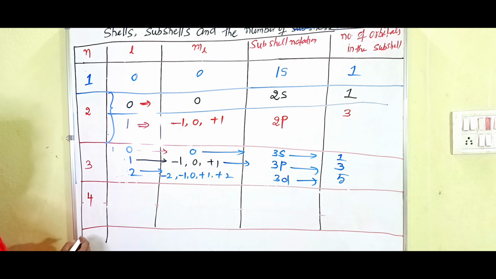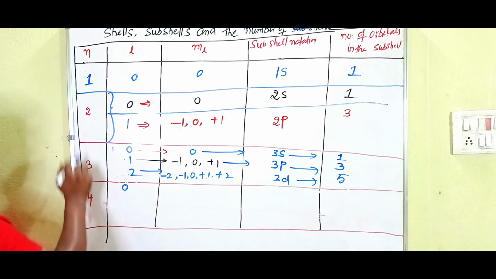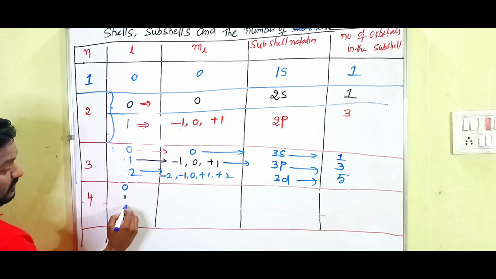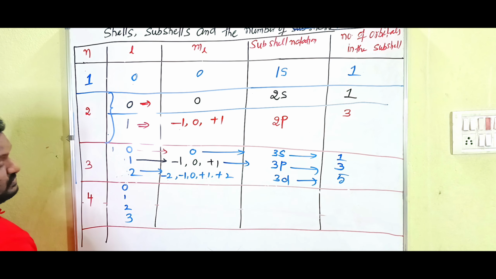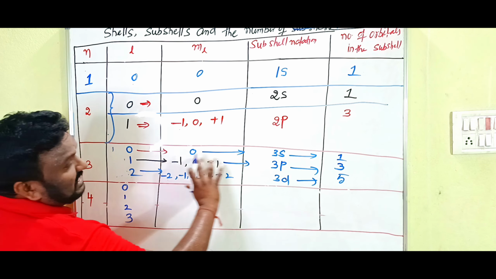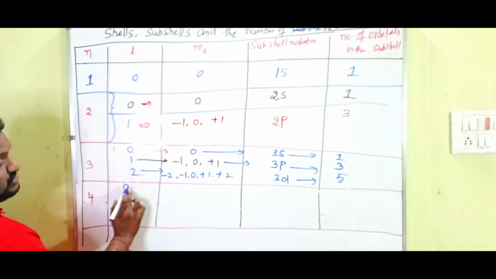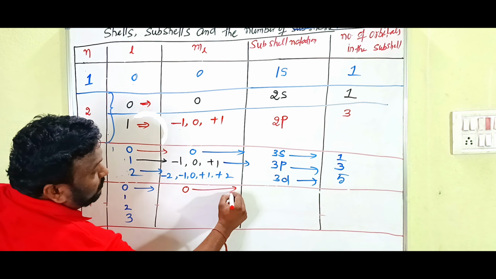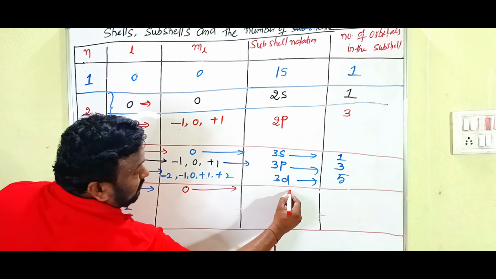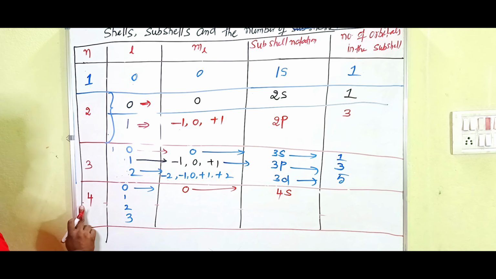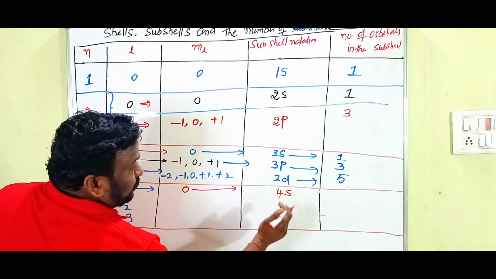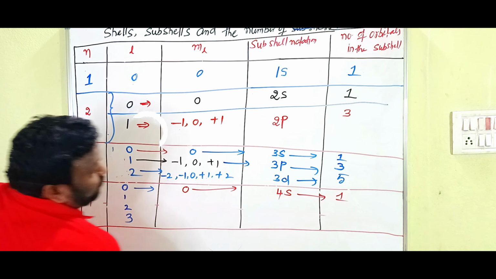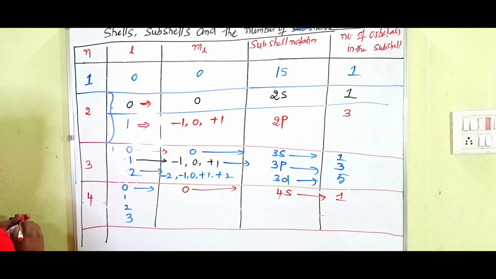Clear? And now for the fourth one, when n is equal to 4, same process. When n is equal to 4, the L values are 0, 1, 2, 3. So 0, 1, 2, the remaining are all the same. We have to follow the same thing. When L is equal to 0, ML is also 0. So when it is 0, obviously L = 0 means the s orbital, and it is there in the fourth shell. That's 4s. So here s, this is the 1.